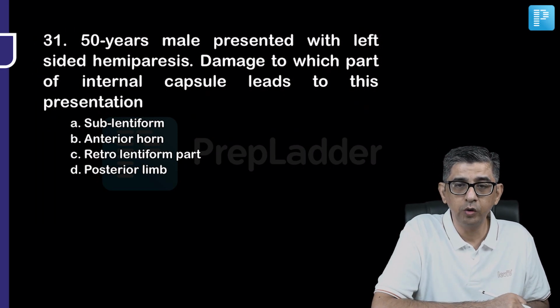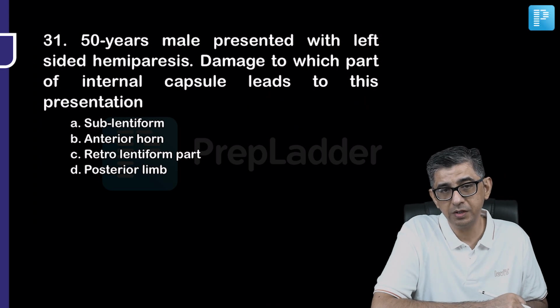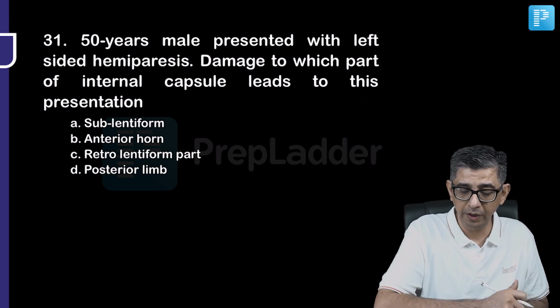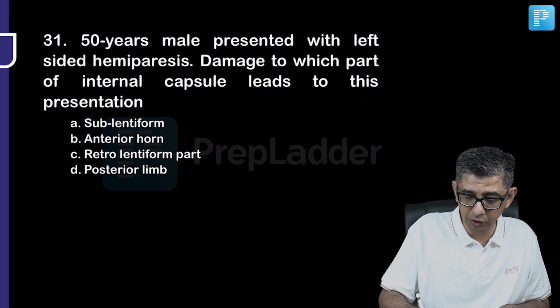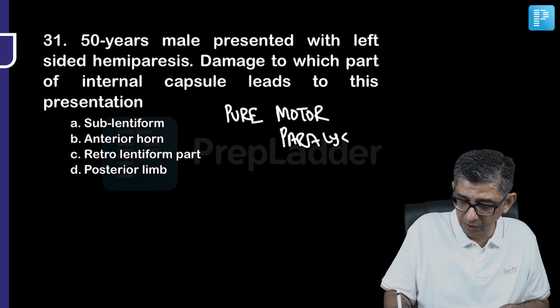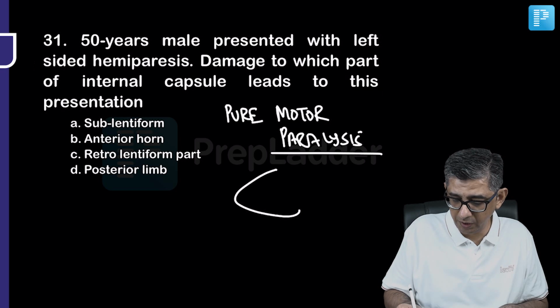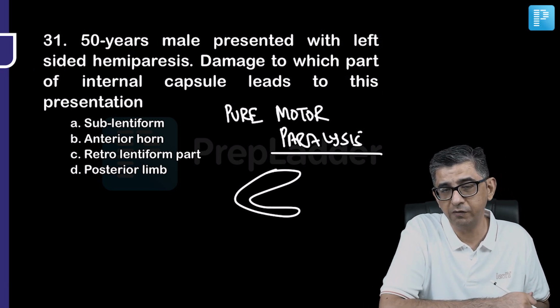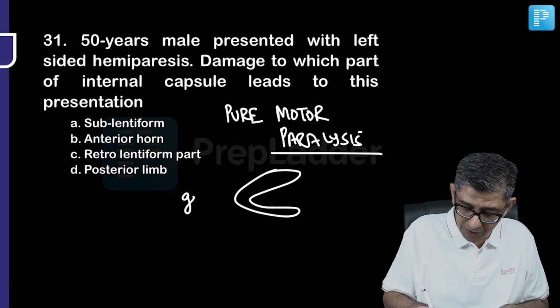Question 31 says a 50-year-old male presented with left-sided hemiparesis. Damage to which part of the internal capsule will lead to this presentation? So he's talking about pure motor paralysis. Whenever we have pure motor paralysis in an individual, it means that the internal capsule is involved. Now, what is going to be involved in the internal capsule? We have an anterior limb, we have a genu, and then we have a posterior limb.